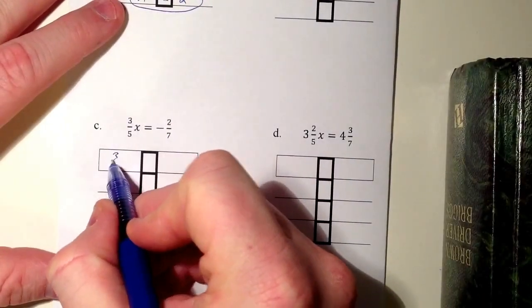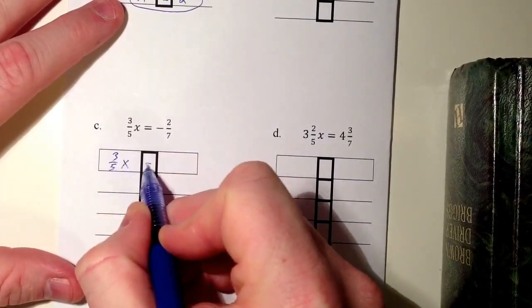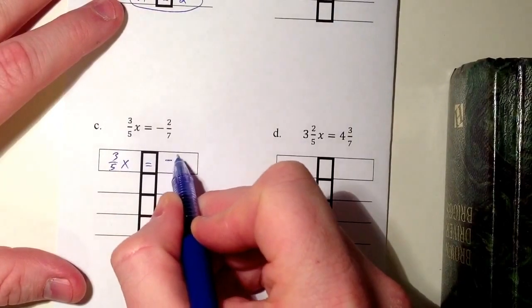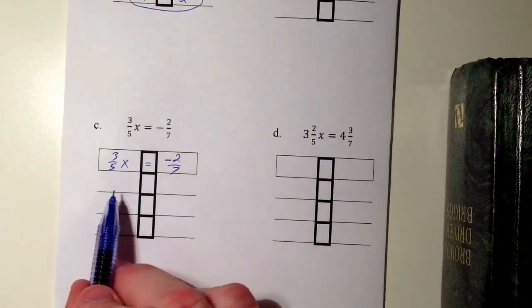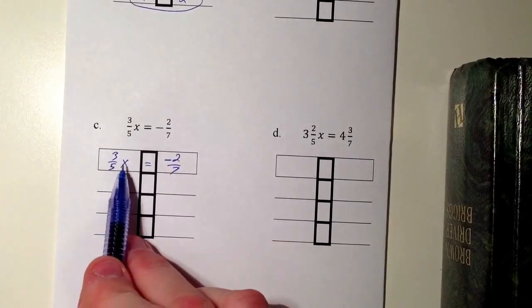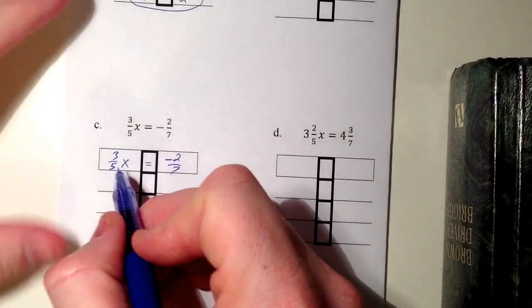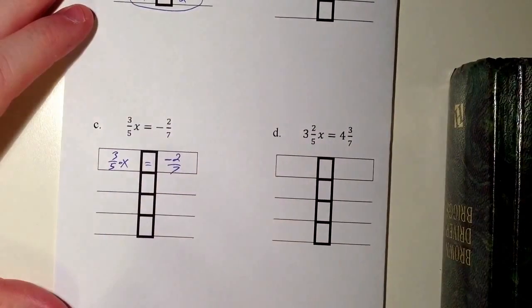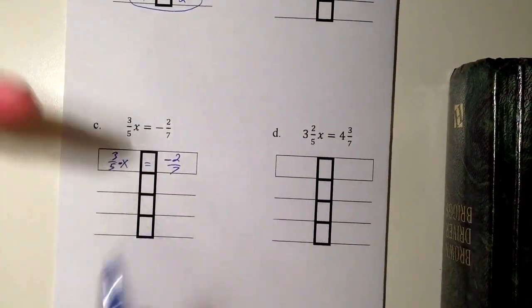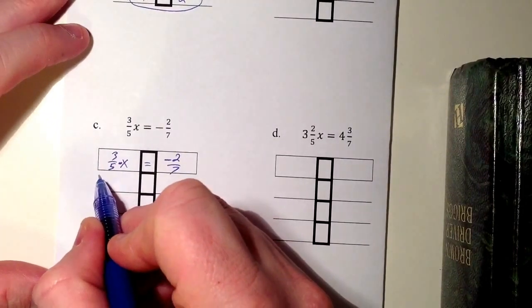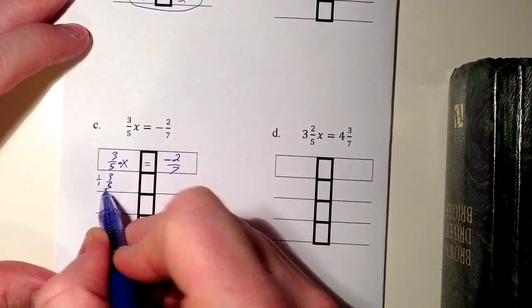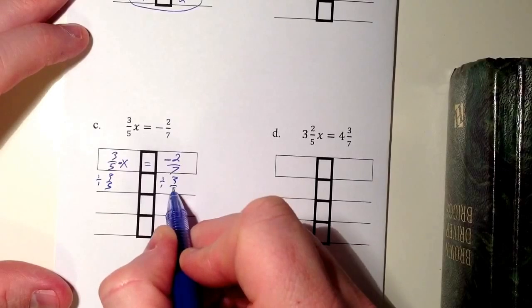We can write this. 3/5 x equals negative 2/7. Notice I put the negative on top. And you look at this going, oh, this is ugly. But again, it's just fractions. It means times. So what's the opposite of times? Opposite of times is divide. So I can put divide by 3/5 here and divide by 3/5 here.